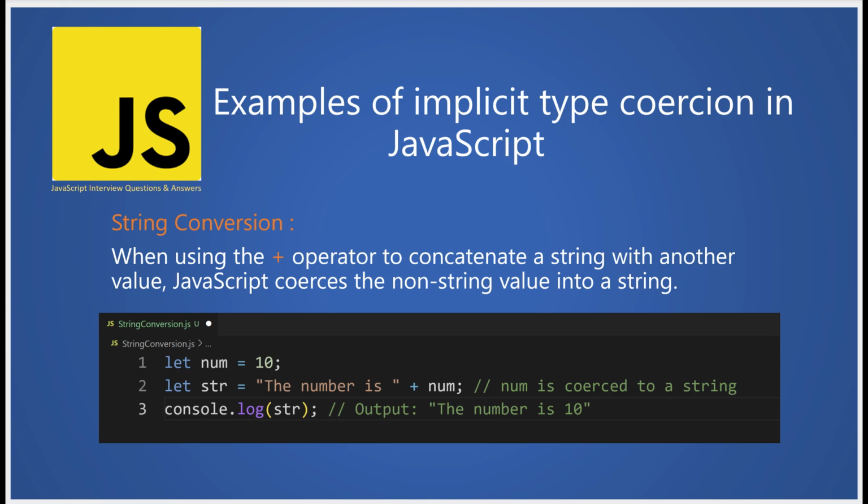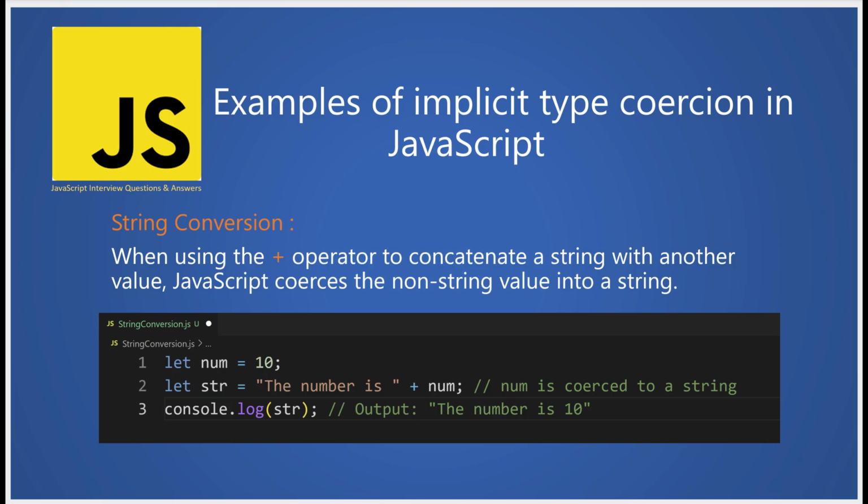Here's what it looks like. You define a variable num and assign it the value 10. Then you have a string, "The number is" plus num. When you console log this string, the output will be "The number is 10". The number 10 has been seamlessly converted into a string.